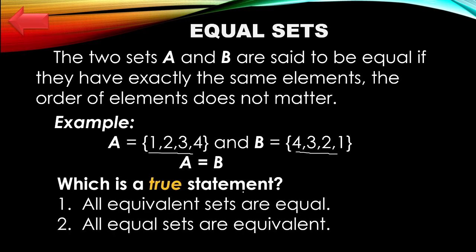So, which is a true statement? Number 1, all equivalent sets are equal. Number 2, all equal sets are equivalent. So, not all equivalent sets are equal. So, this is false. And all equal sets are equivalent. So, this is true.